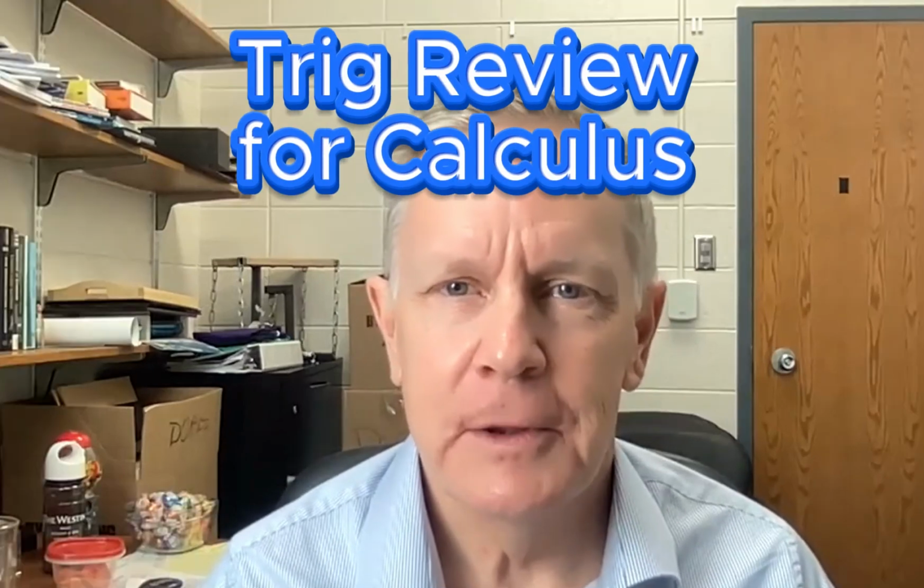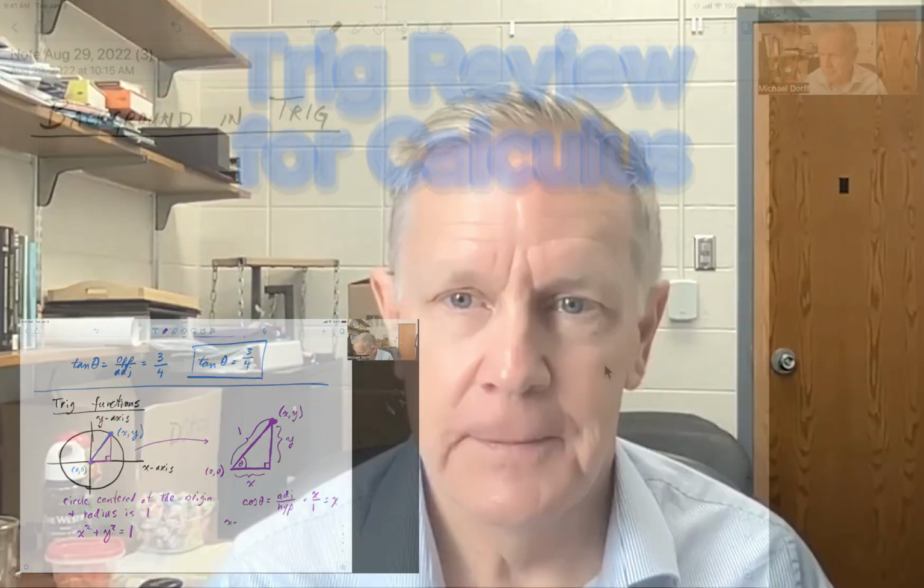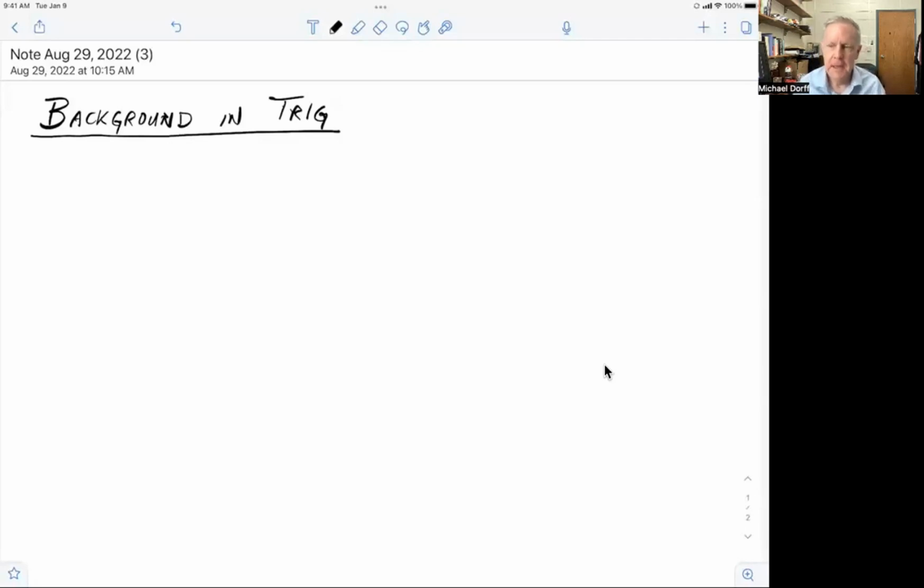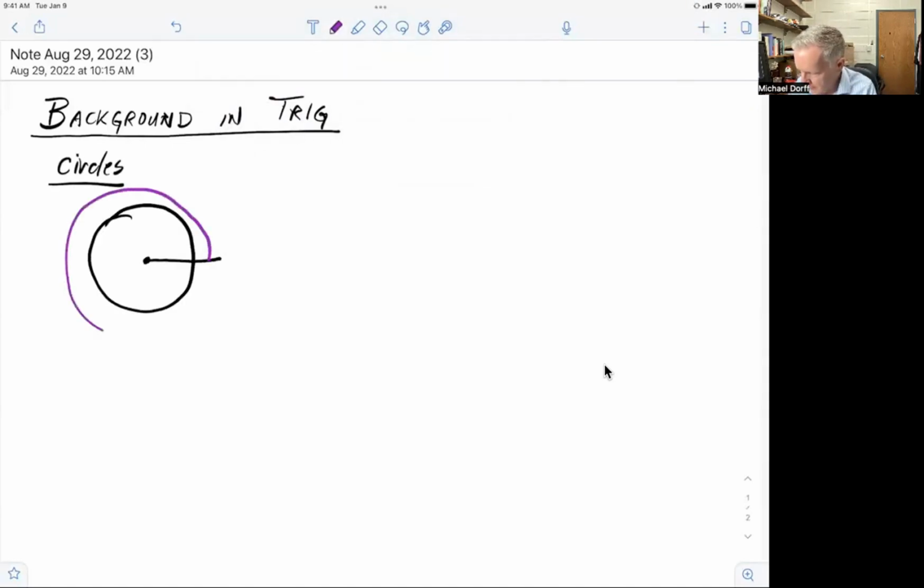In this video, we're going to talk a little bit about the background in Trig. So first of all, when we talk about Trig, one of the things is that it is connected with circles. Let's give a little background about circles. If I go all the way around the circle, that is 360 degrees.